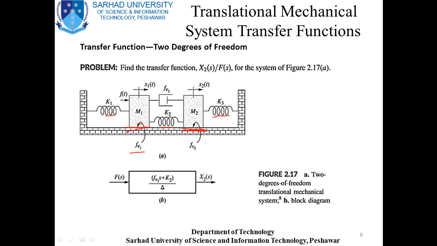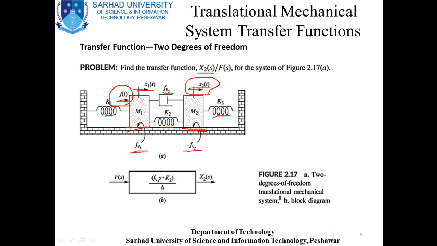So there will be 3 forces for the springs, 3 forces for the damping, 2 displacements, and 1 total force. So this is a very unique example, and they have asked to find the transfer function X2 of s, that is the displacement of this mass, divided by the force that we have applied on the first mass.